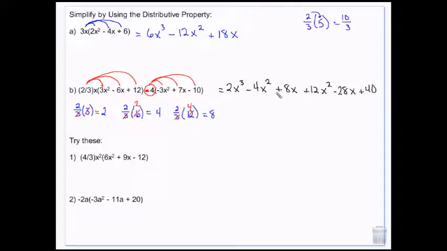Once I've got that part, I'm going to start looking for like terms. I have x squareds that are alike, and I have x's that are alike. So this will be 2x to the third plus 8x squared minus 20x plus 40.